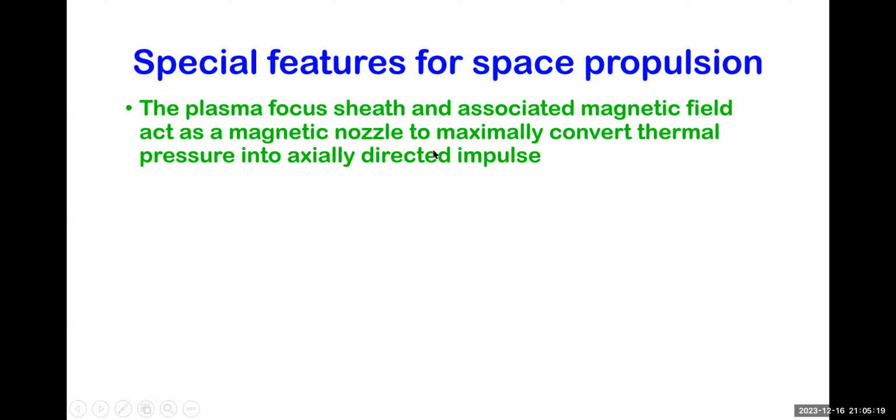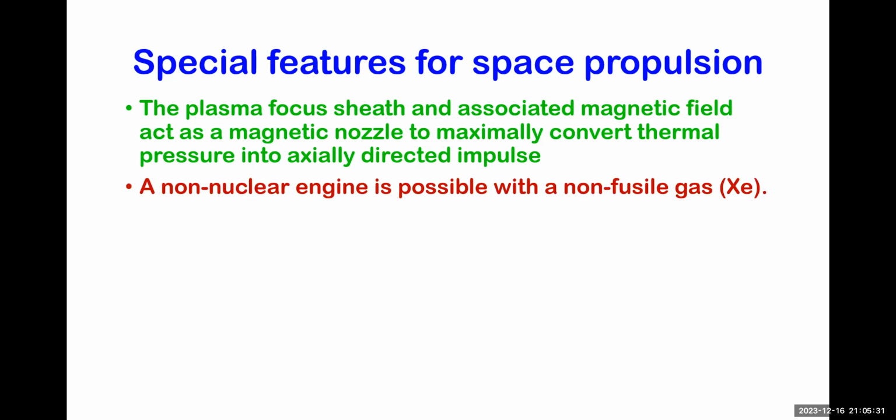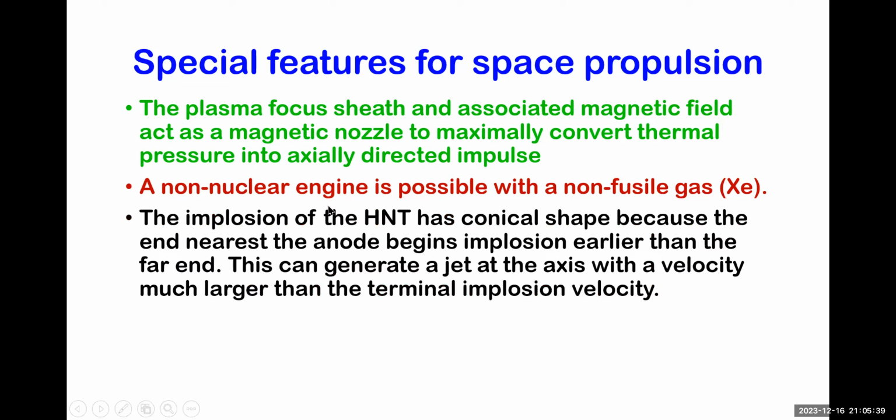Now, this concept has some special features for space propulsion. The plasma focus sheath and associated magnetic field act as a magnetic nozzle to maximally convert thermal pressure into axially directed impulse. A non-nuclear engine is possible with a non-fusile gas. I'm talking about xenon or argon, something like that, or hydrogen.